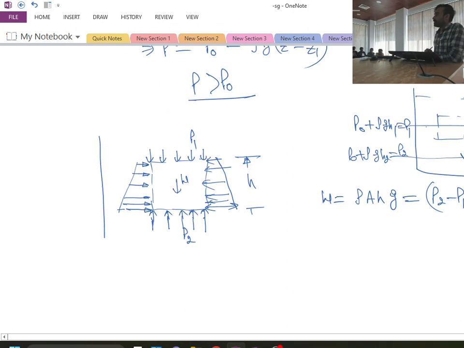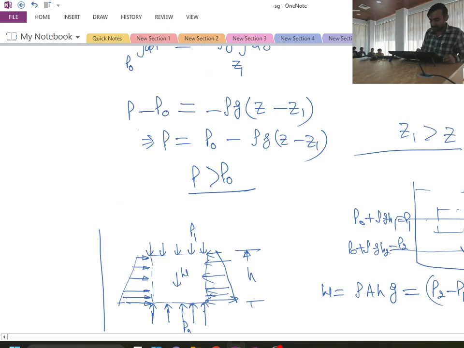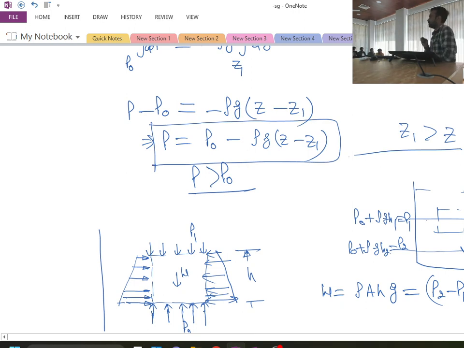Now we will talk about gases. So in case of liquids, we have obtained this equation that with elevation I can write pressure as nothing but P naught minus rho g times (Z minus Z1). Okay, and if you measure the Z depth from the free surface, then you will write this sign as positive in place of minus. Is this one clear?